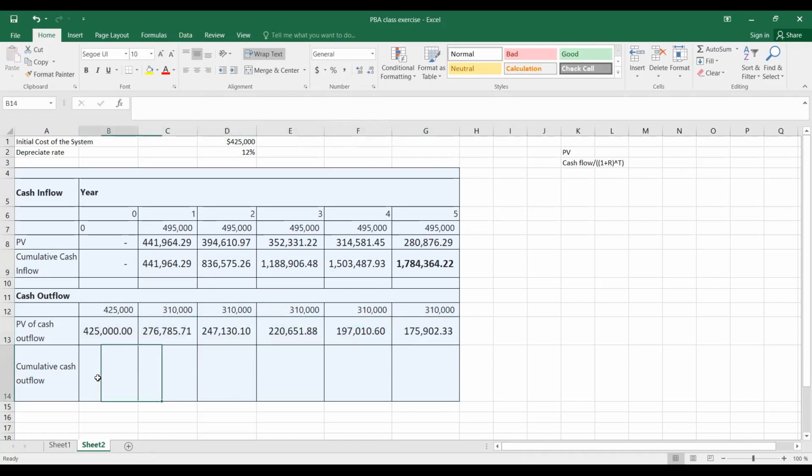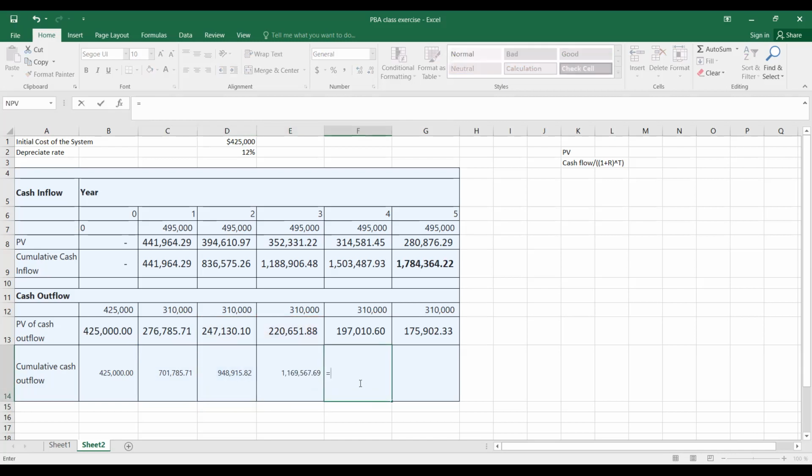Now, to find the cumulative cash outflow, it is equal to the present value for year 0. This is what you get. And then finally, your cumulative cash outflow for year 1 would be cumulative cash outflow for year 0 plus the present value. Again, the cumulative cash outflow total plus the present value for year 2. Next up, to find the cumulative cash outflow for year 3, it will be cumulative cash outflow for year 2 plus the present value for year 3.